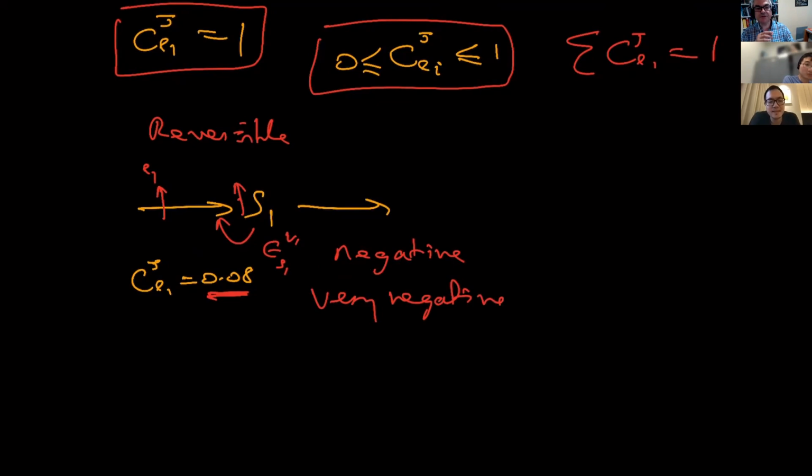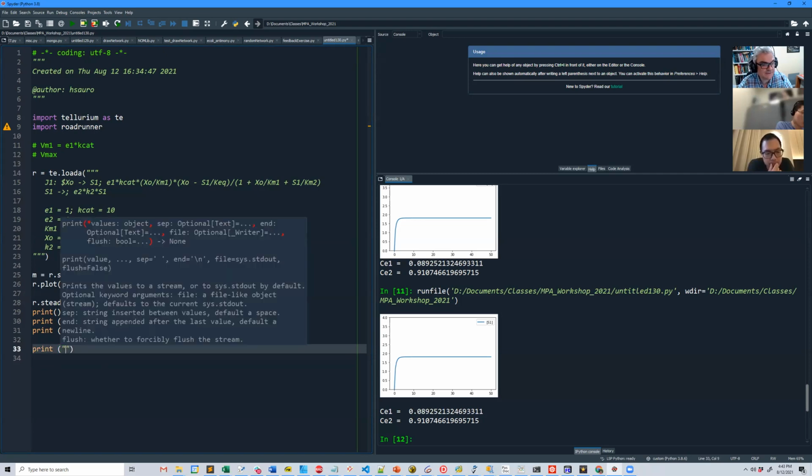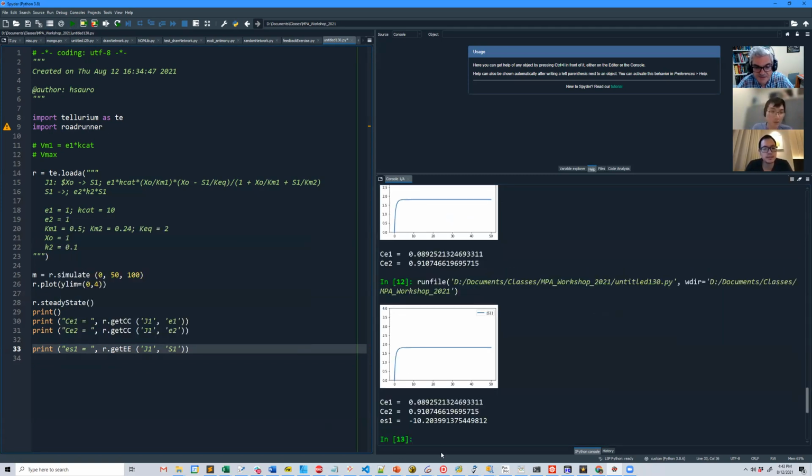Okay, so let's go back to the simulation. What I need to do then is to ask it for the elasticity. So let's do that. The elasticity of the reaction rate, and the reaction I'm looking for is J1, and the species is S1. Here we go. Ta-da!